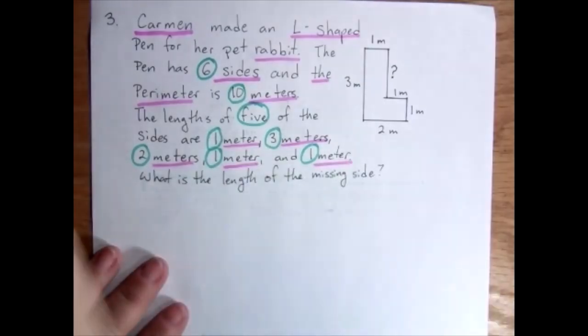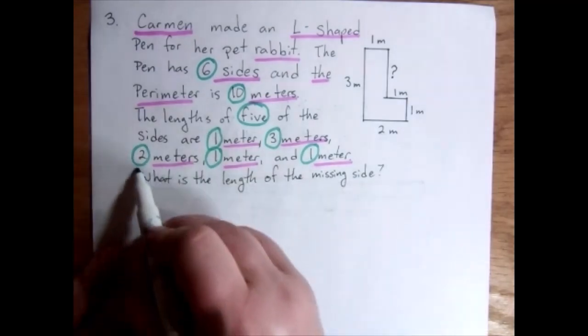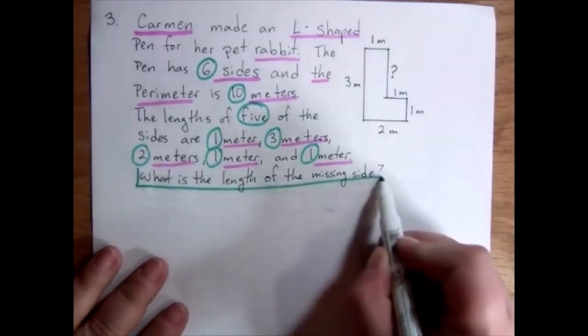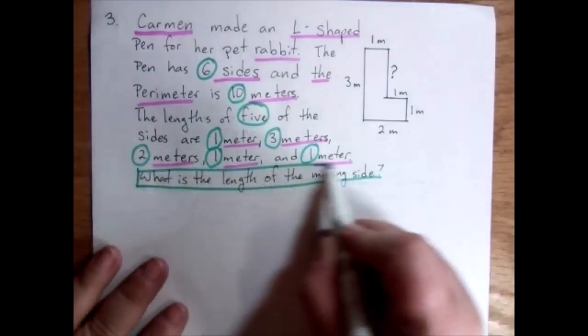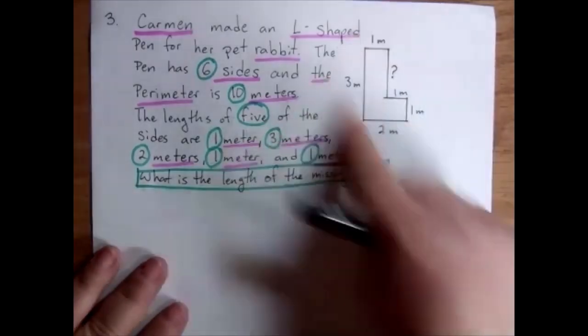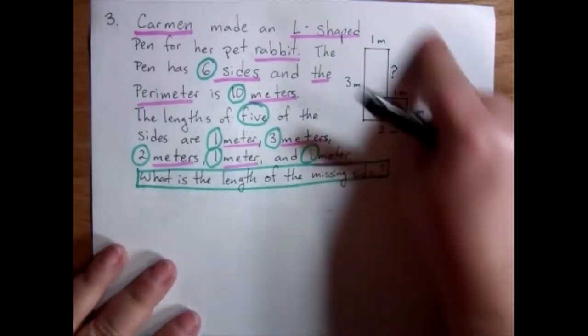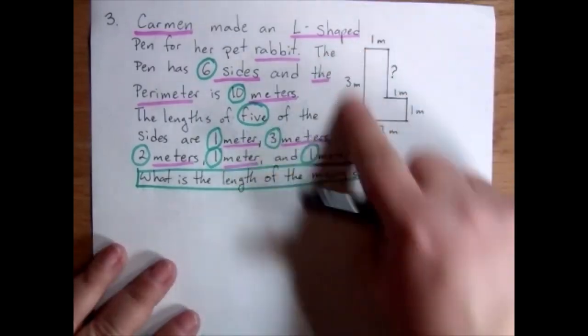All right. And then I'm going to identify my question. What is the length of the missing side? I'm going to box that so I can more easily come back to that. All right, so here they have given us a model already. Go ahead and pause and draw this model in your journal.